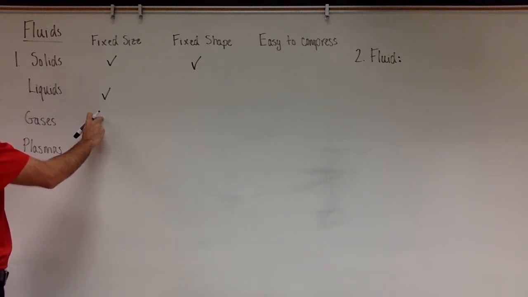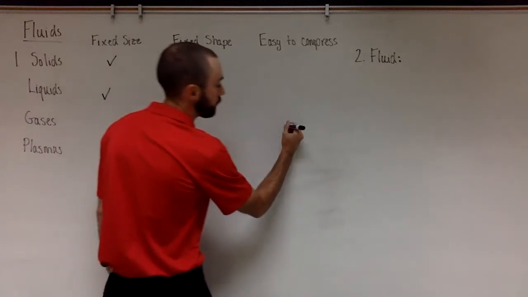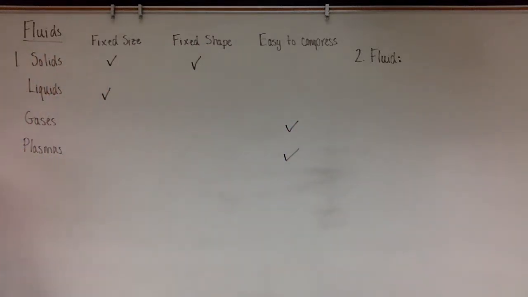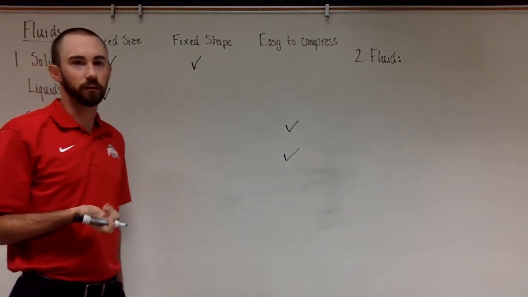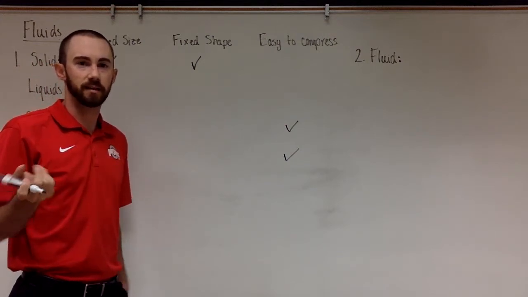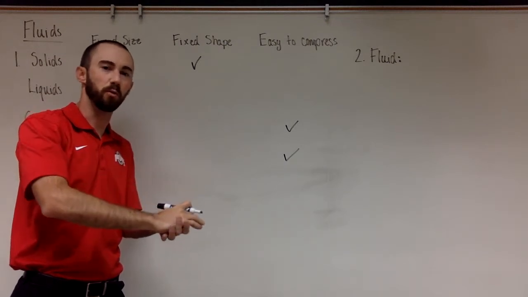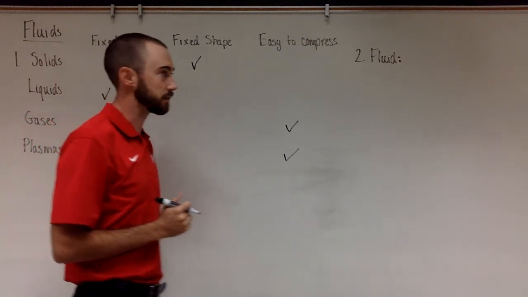Gases, fixed size, absolutely not. You can squeeze them, you can move them around, nothing with a shape either, so they're easy to compress, and same goes for plasmas. Basically, a plasma is just an ionized gas at a super high temperature. So for both of those, they're going to be easy to compress. As you go through like the sun, or you look at a piston that has a gas in it, you can squeeze them. As you go towards the core of the sun, the plasma gets more and more densely compact. So you can compress them, but they don't have a fixed shape or size.